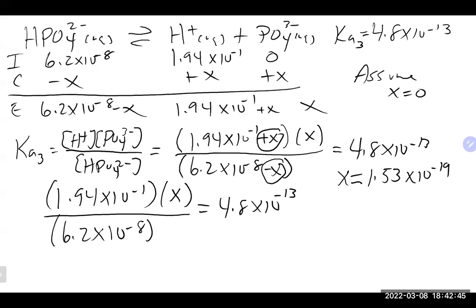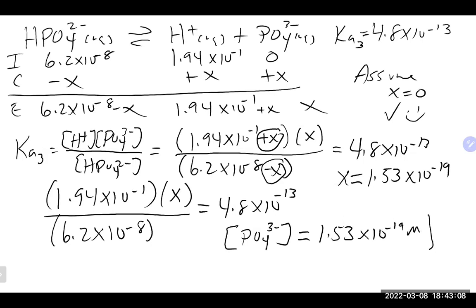So we'll do either one here. Should be all right, I think. So we are good, I think, on either one. So again, the check is good here. At this point, that would give us the concentration of PO4 3 minus, which is equal to x, 1.53 times 10 to the minus 19 molar.